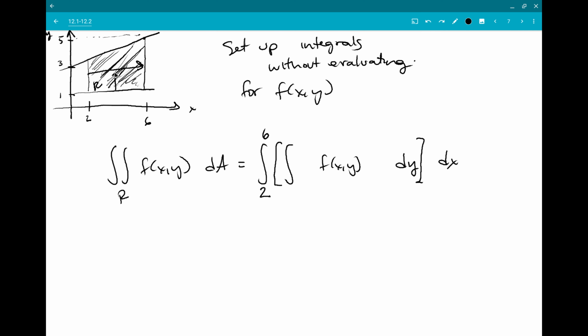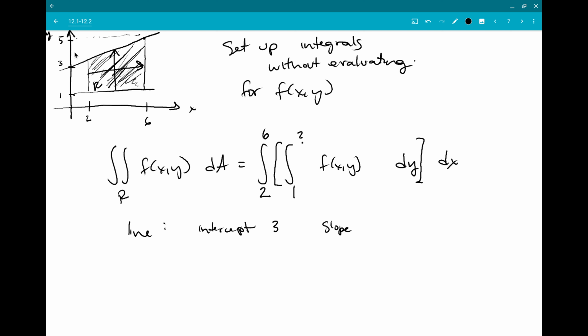For my y, I need to start from the bottom and go up. So my lower bound for y is the bottommost value. That one actually is easy. It's just y equals 1. Oops. But my topmost value, I need to figure that out. It's this line. So my intercept is at 3. And then in the time it takes me to go over 6, I go up 2.